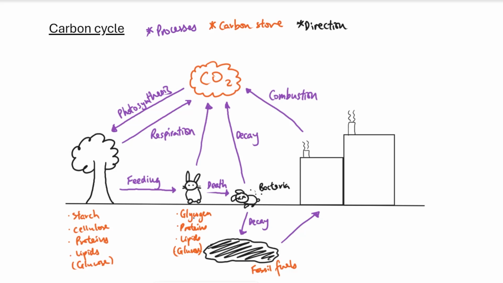So you want to say that carbon in the plant stored as starch is transferred to the animal through feeding, and the animal is then going to convert that carbon into glycogen, for example. So it's from the plants to the animals, or from the ground where the fossil fuels are to the factories, or from the animal to the atmosphere. You want to mention the actual direction where the carbon is transferring. So that's the carbon cycle.